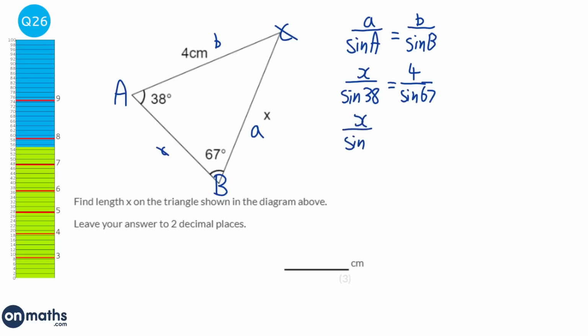Okay, let's work out what 4 over sine 67 is, and that's 4.345, and so on. So we're going to solve this. It's going to be a nice and easy solve today, because all we need to do is times both sides by sine 38.